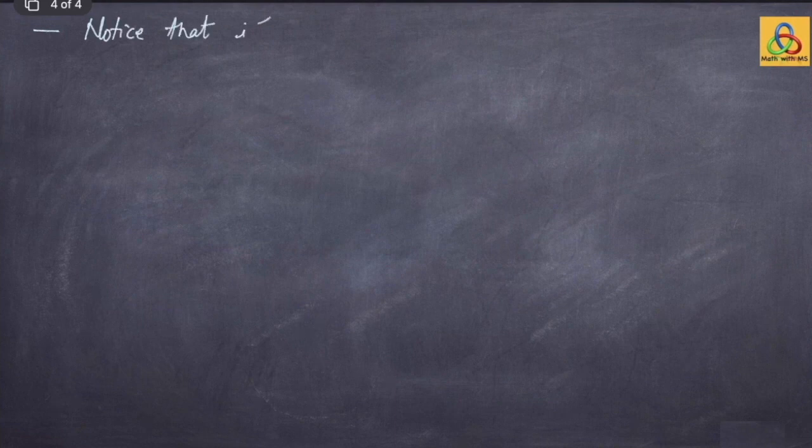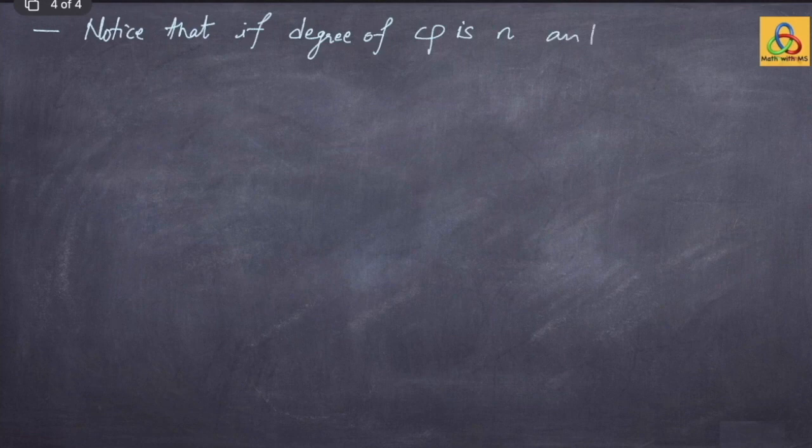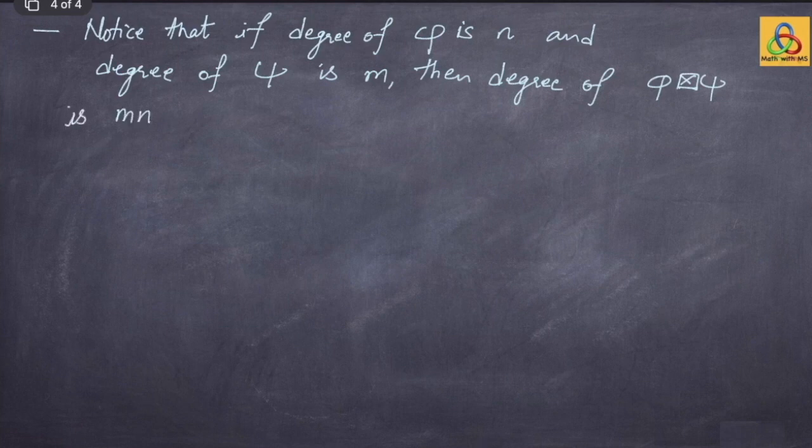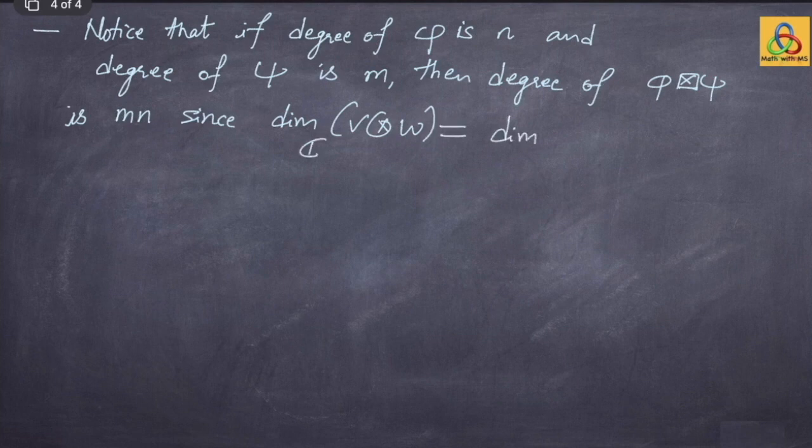What can we say about the degree of the exterior product? It turns out that it is simply the product of the degrees. So if the degree of the representation phi is n and the degree of the representation psi is m, then the degree of phi exterior tensor psi is m times n. This follows because the dimension of V tensor W as a vector space is the same as the dimension of V times the dimension of W. Very elementary observation.